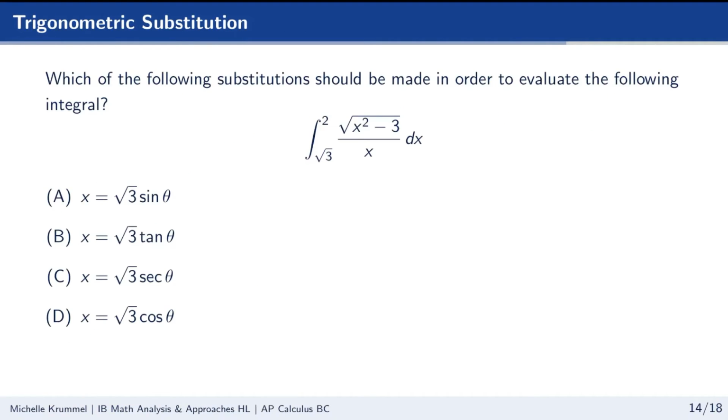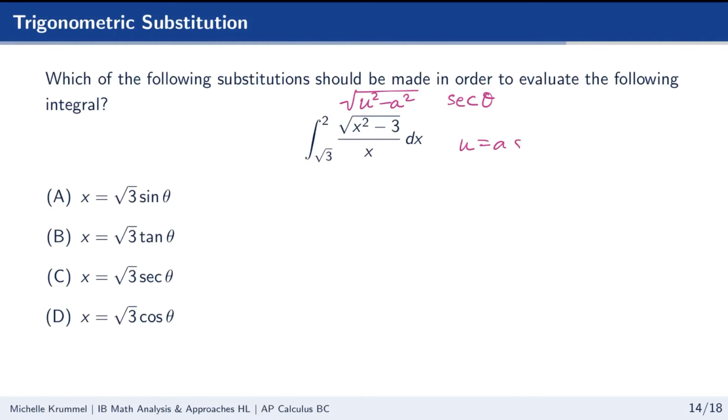Next, which substitution should be made if we want to integrate the square root of x squared minus 3 over x from root 3 to 2? So you might think u substitution here, if we let u equal x squared minus 3. The problem is this x is in the denominator, so it's not going to help us get what we need for the du. So we're looking at the numerator as something in the form of square root u squared minus a squared. Okay, and that is a secant substitution.